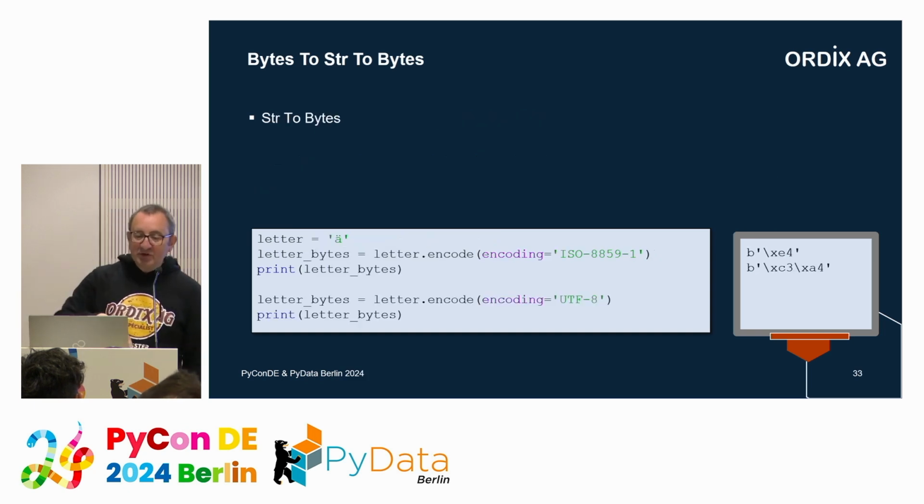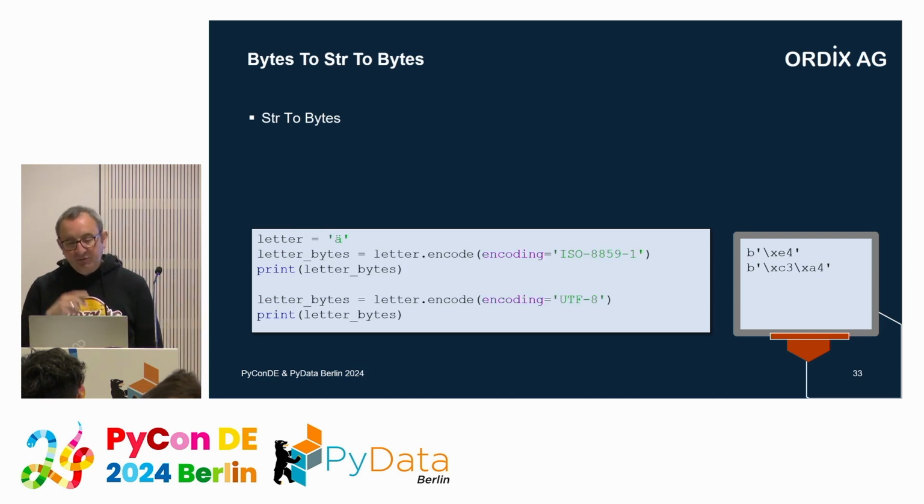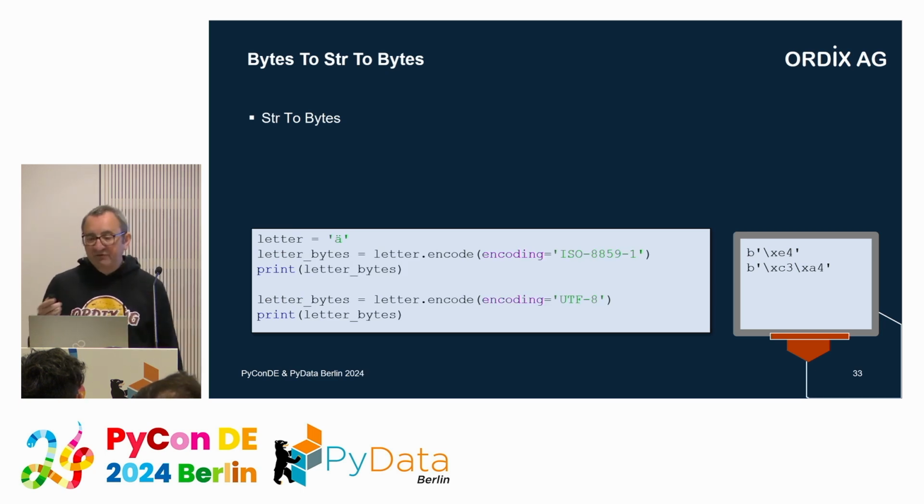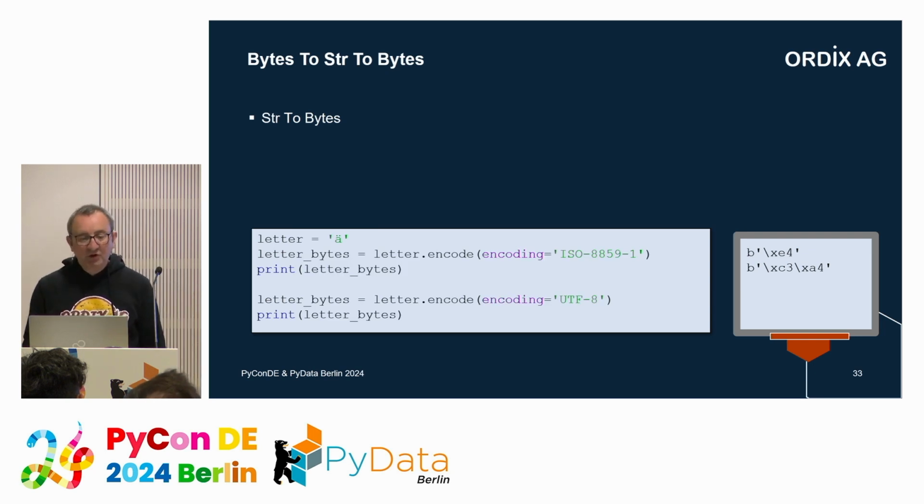And the other way around, you have a letter, for example, ä. Then you have the encode to make a letter into bytes, and we have the same letter with two different encodings, and we see we have E4 and C3 A4 according to the different character sets.